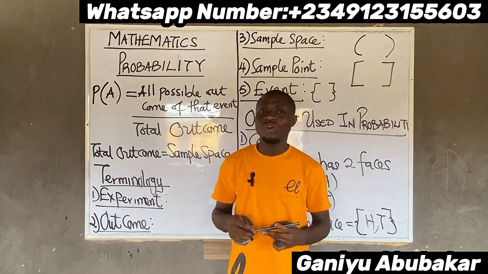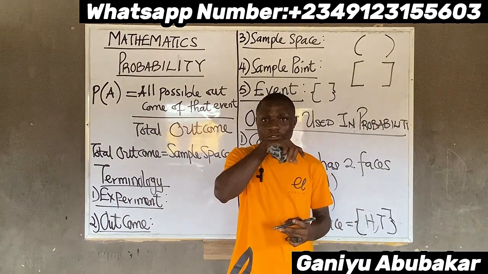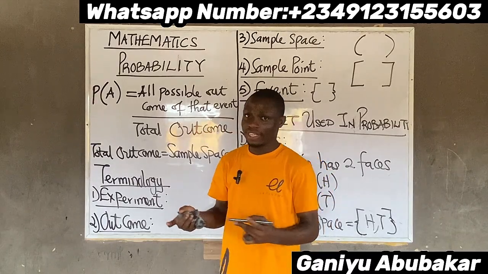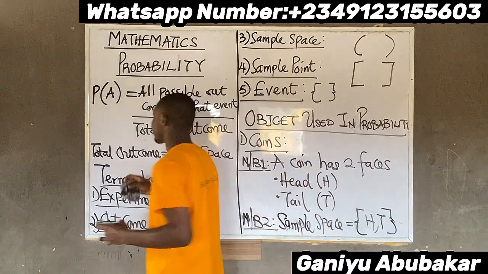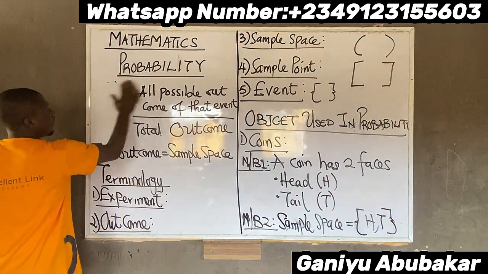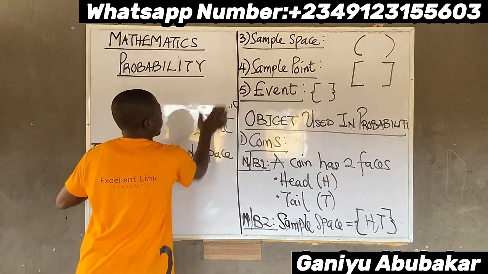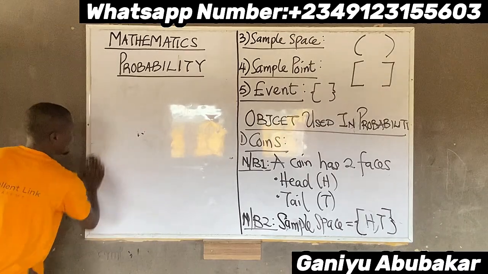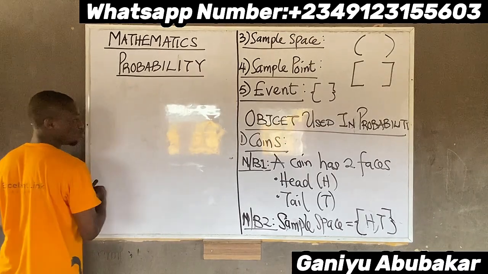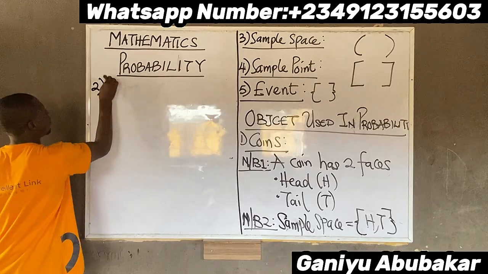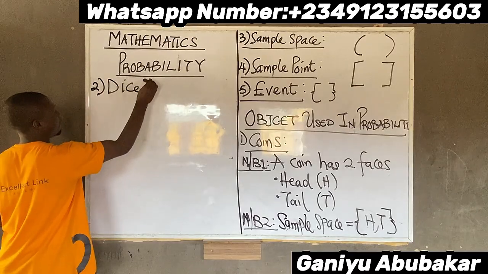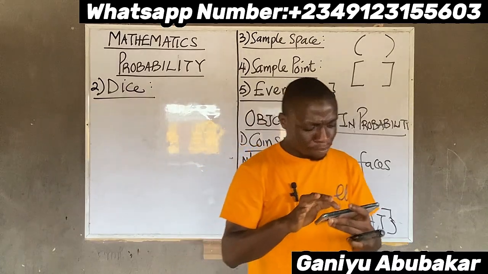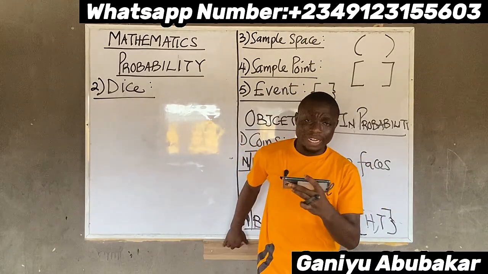All right, let's look at the next one, called dice. So what's the dice? Second object, please, called dice. All right, number 2, coin is done. Let's do dice. So what's the dice, please?